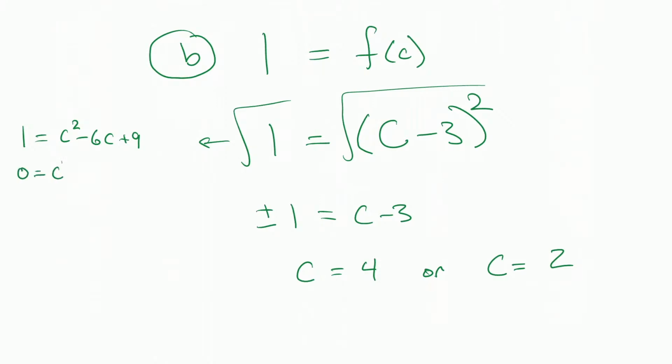So 0 is equal to c squared minus 6c plus 8. And then you get 0 is equal to c minus 4 times c minus 2, because 2 times 4 is 8, and 2 plus 4 is 6. You know how to factor, don't you? And then that gives you the same. So there it is. So that's part B. So that makes sense, Americo?